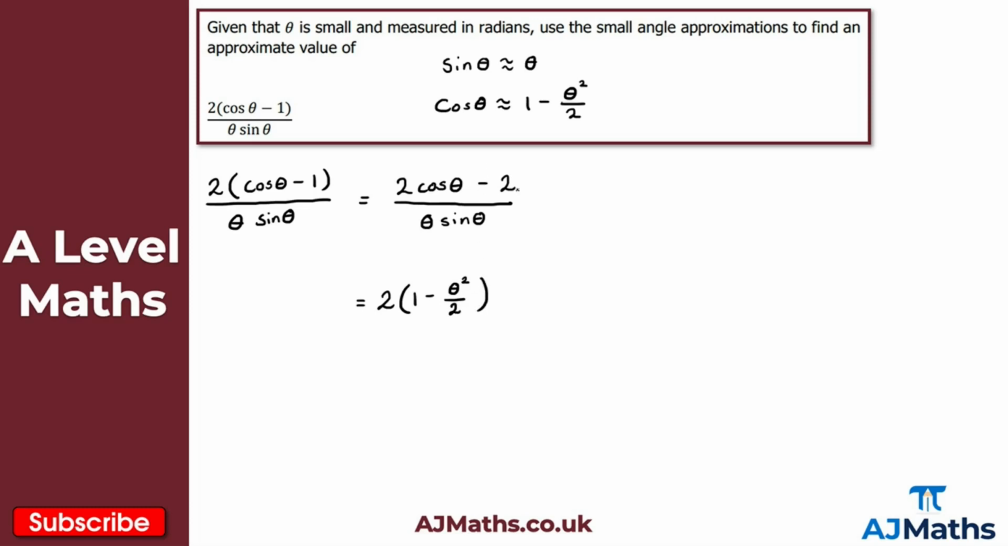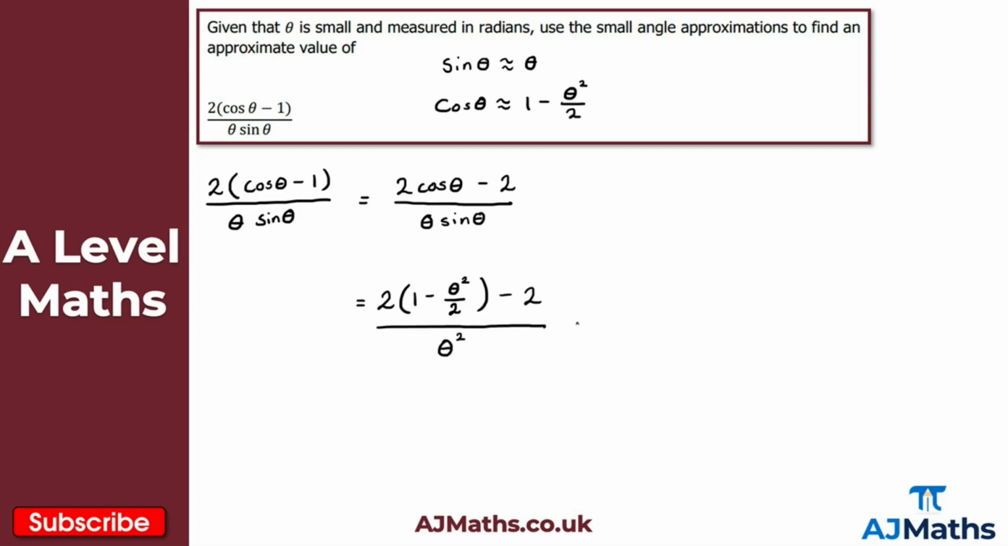Don't forget the minus 2 here in the numerator. What I've got here is 2 cos theta, but cos theta is approximately 1 minus theta squared over 2, and minus the 2 here. And it's going to be all over theta sine theta. But remember, sine theta is approximately theta. So what I've got here is theta times theta, giving us theta squared.